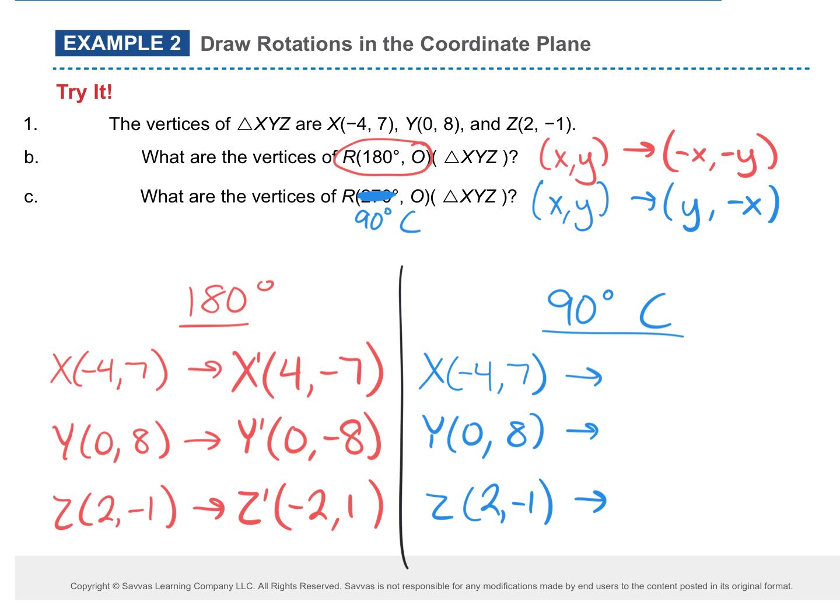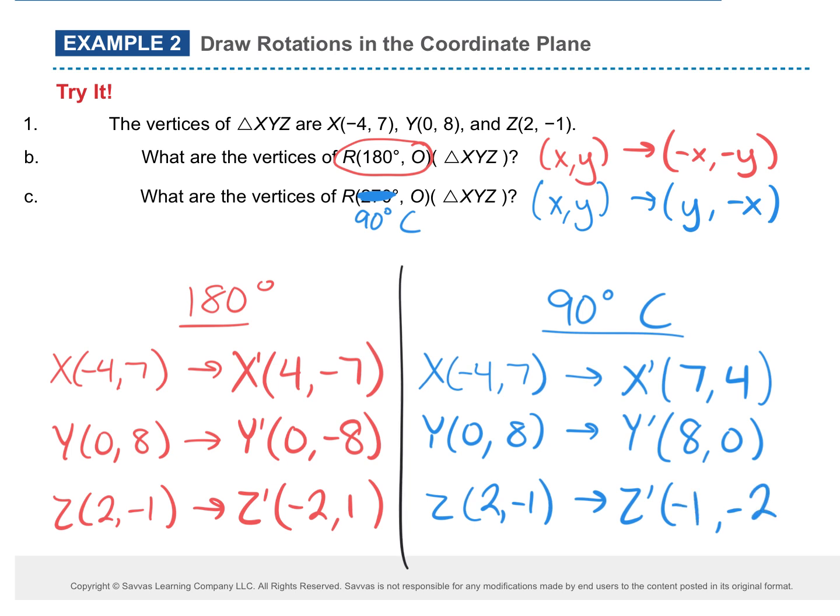90 degrees clockwise. What is my x prime? Yep, positive 4. If it's negative, it turns to positive. If it's positive, it turns to negative. What's y prime? 8, 0. Again, is there such thing as negative 0? No. What about z prime? Negative 2, but that y is going to stay a negative 1. Yep. Good.